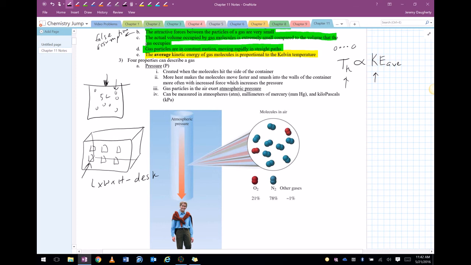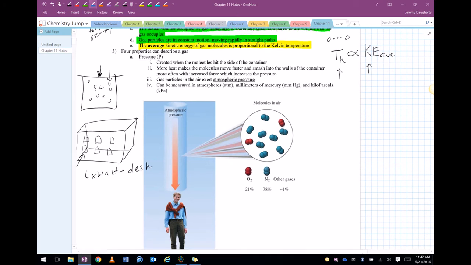There are 4 properties that we typically use to describe a gas. The first is pressure, and pressure is created when the molecules hit the side of the container. That's important to remember. More heat makes the molecules move faster, which creates greater pressure because they're hitting the sides of the container more often and with increased force. Both of those things, not just more often, also increased force, because when you increase the temperature, you increase the kinetic energy.